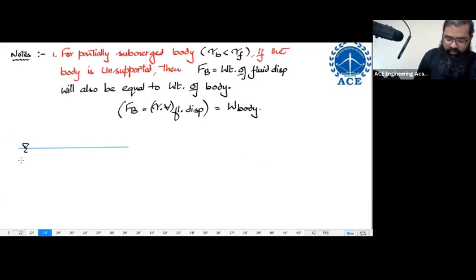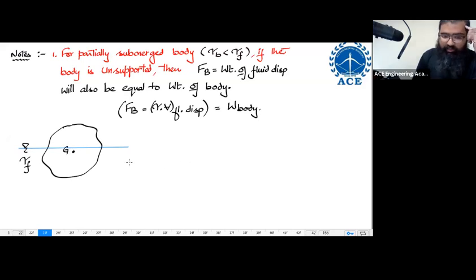Below you are having a fluid, properties gamma F over here. I take a body and place over here, any random shaped body. Let us say the center of gravity of the body is over here. This is the center of gravity of the body. And let us say the center of buoyancy is over here. This is the center of buoyancy. Only two forces. The body is unsupported. That means I did not tie any rope over here and hold it with some tension T.